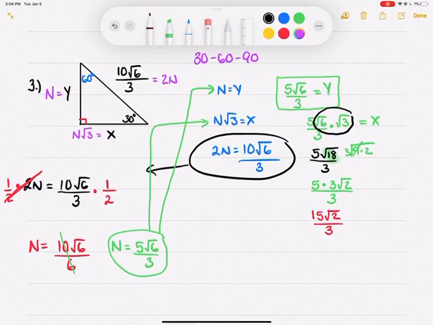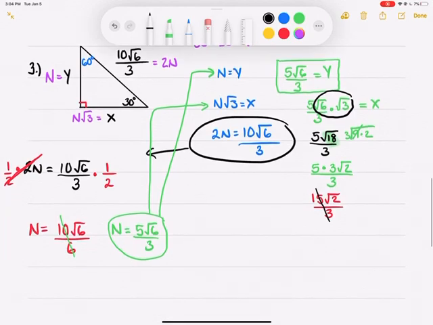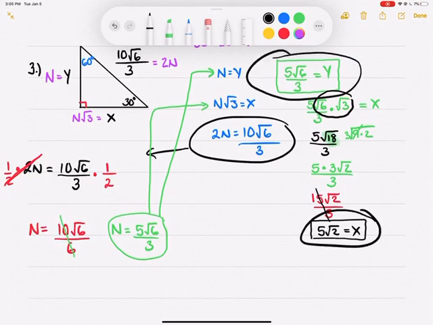And then I said last thing, I lied. That's my bad. 15 divided by 3 is 5, so I can reduce. So I have 5 times the square root of 2, and that equals x, and that's the last thing. So I know my y value, which I found up here. I know my x value, and I'm done.